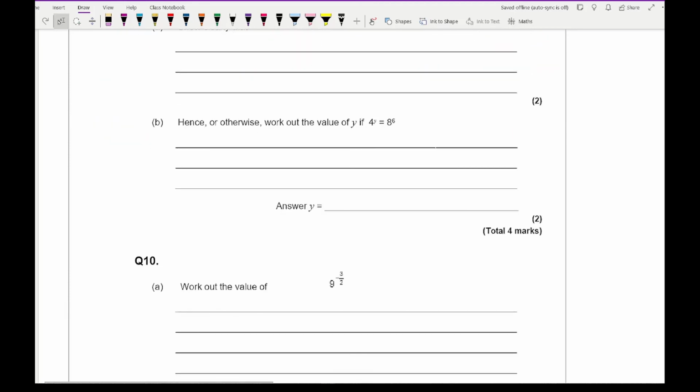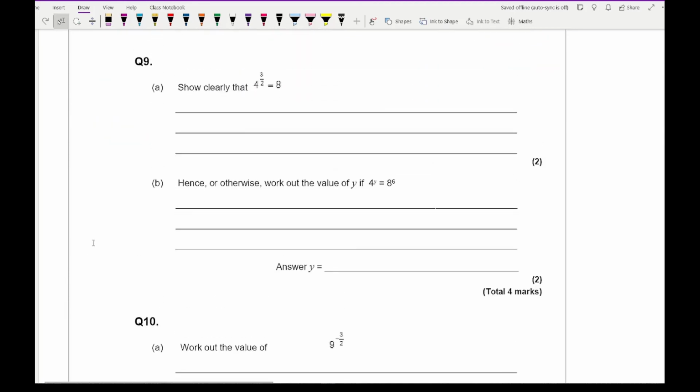For question 9, it says show clearly that 4 to the power of, and again that's really difficult to see on the screen, but that is a 3 over 2. So we just rewrite the question. So it's 4 to the power of 3 over 2 equals 8.